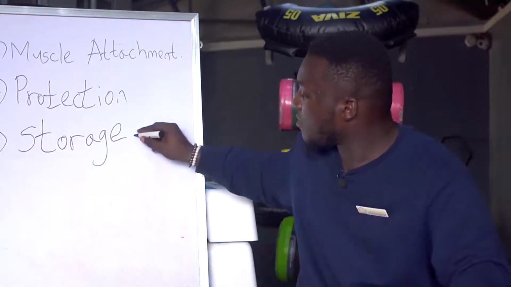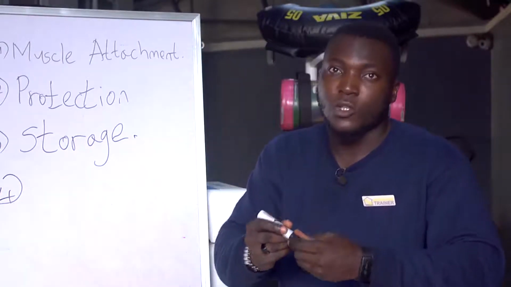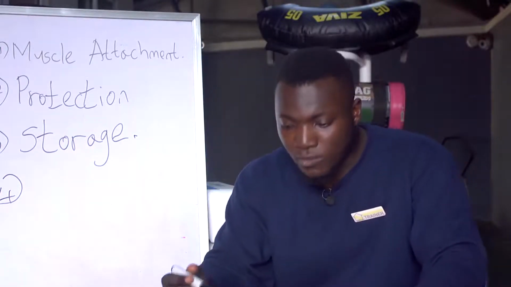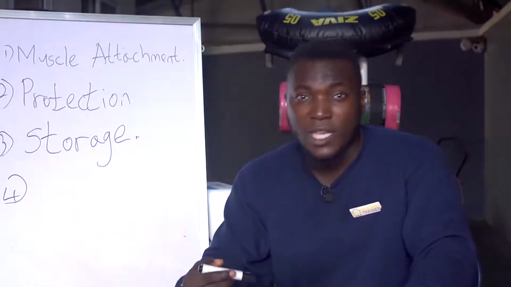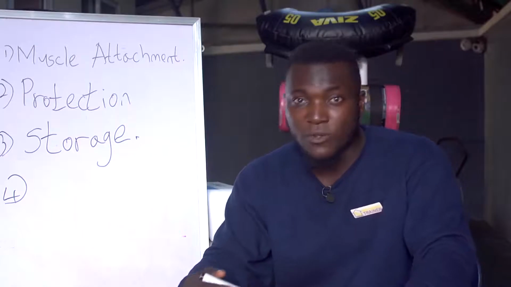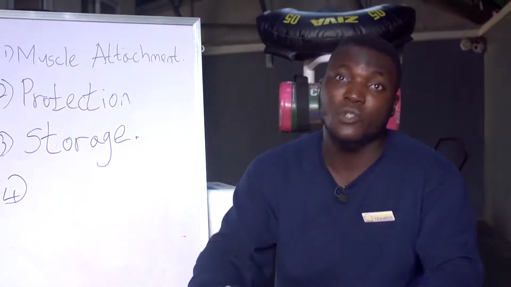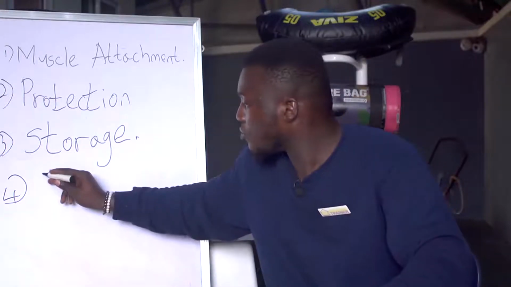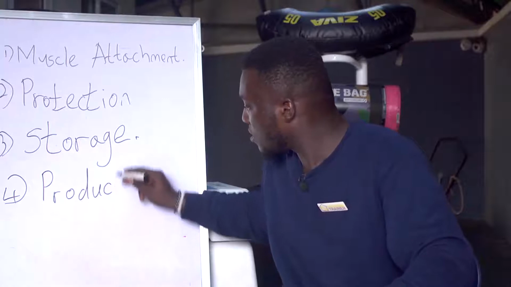The fourth one is production of blood cells. In the bone marrow, red blood cells are formed. So we can understand when people talk about sucking on bone marrow in chicken and other foods, it is because red blood cells are produced in those bone marrows. So production is one of the key functions.